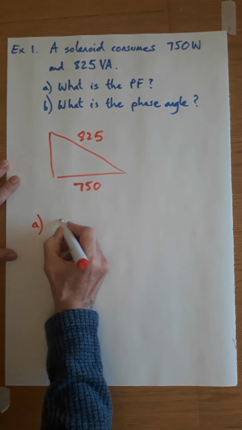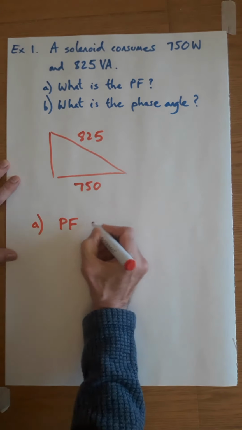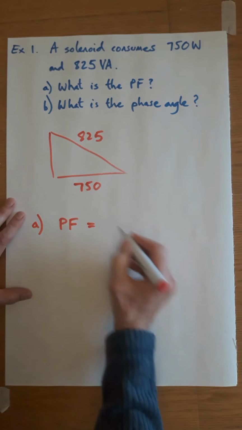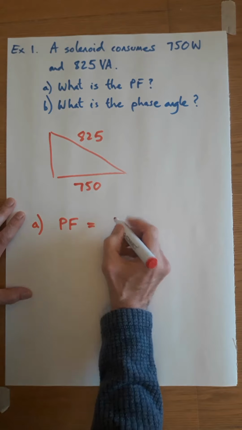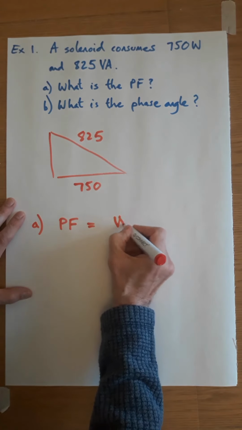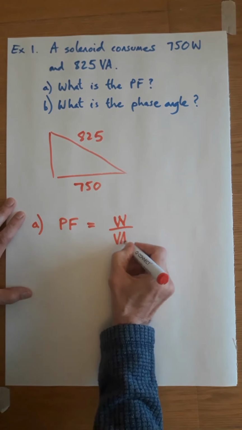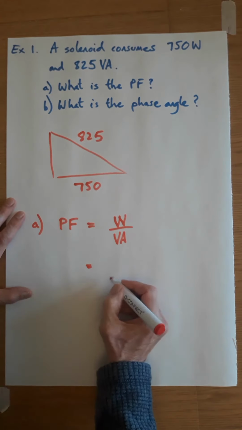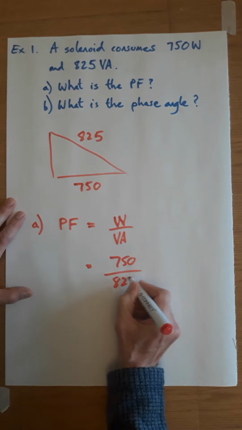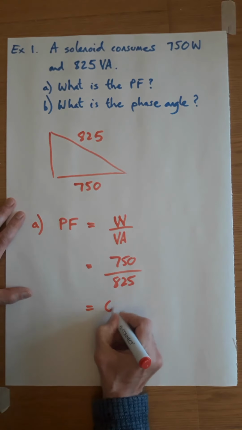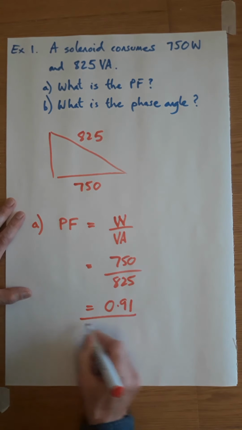So we can now begin to answer the question, what is the power factor? A. So power factor equals, and it's going to be that over that. Okay, in this case it's watts over volt amperes. Put the numbers in, 750 over 825, that comes to 0.91.